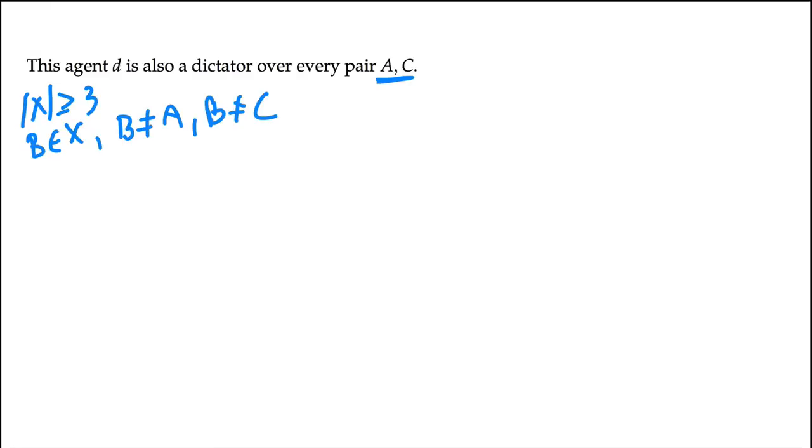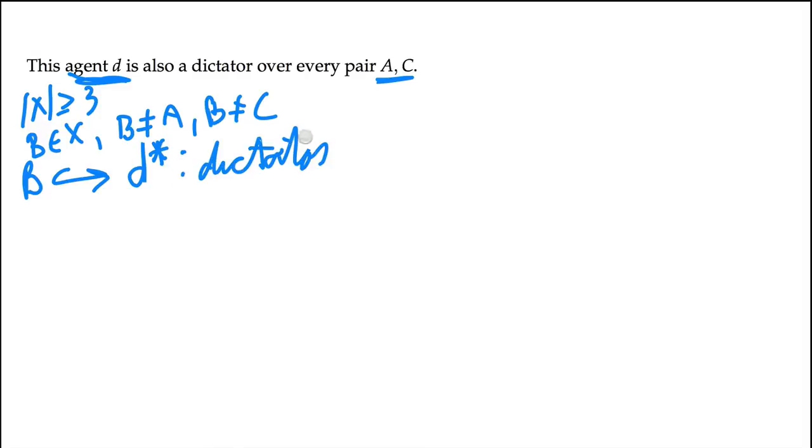And now, remember the argument we just went through. We showed that given this candidate A, we can find some voter D, such that D is a dictator over every pair of alternatives not involving A. Well, the argument didn't use anything special about candidate A, so we can run the exact same argument involving B. So we use B to find this voter D star, and D star is a dictator over alternatives or over candidates not involving B.